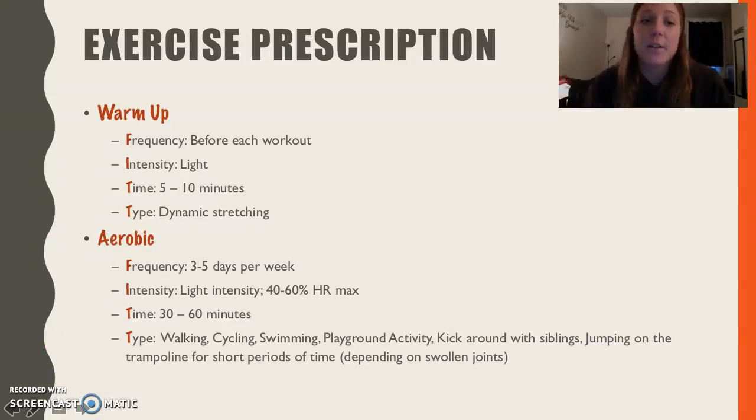For his prescription, I would like him to do a warm-up before every single workout, light intensity, about 5 to 10 minutes long, and just some dynamic stretching focusing on every part of the body. For aerobic training, I would like him to do this 3 to 5 days per week at a light intensity, 40 to 60% of his heart rate max. Only for 30 to 60 minutes, he can start low with 30 and then work his way up to longer, and also take adequate rest periods.